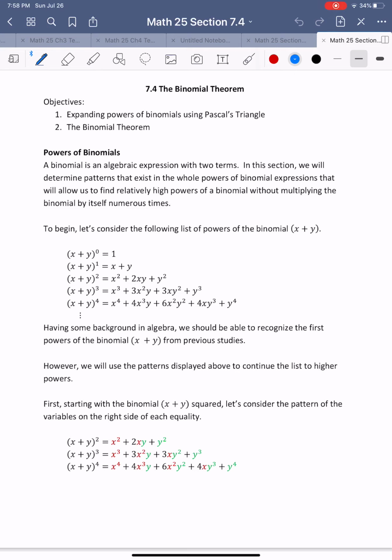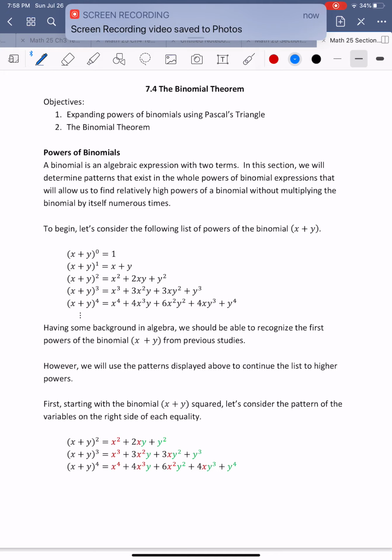Hello, this is 7.4 binomial theorem. So, objectives: expanding powers of the binomial using the Pascal triangle, and also the binomial theorem. When you have binomial powers that are not that big, we can still use a Pascal triangle. And if the powers are very big, then we might want to use the binomial theorem. So, power of the binomial.